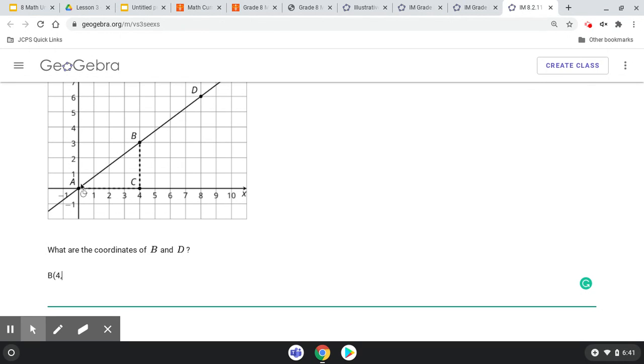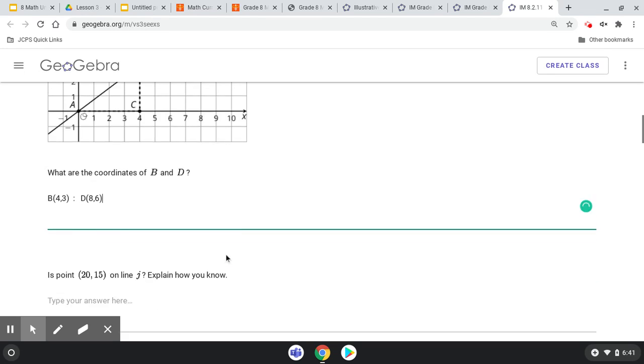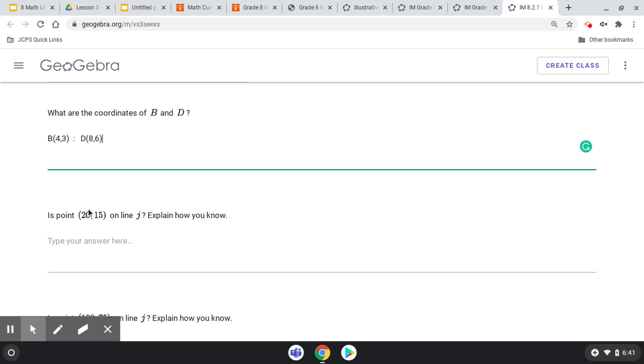Let's look at what our Y is. So our Y is going to be 3. We're going to put a 3 there and close our parentheses. Now for D, again, we're going to put capital letter D, and we're going to figure out what the X is. So go down, and that's an 8. And then our Y is going to the Y-axis, which is 6. So that's the answer to the first one. Pretty straightforward, right?